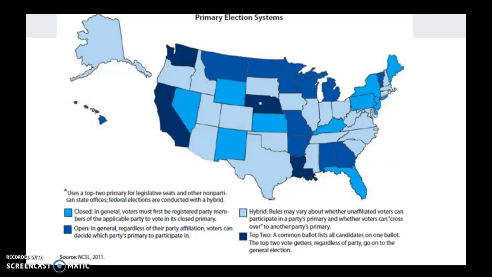The final one that I want you to write down in the bottom right-hand corner there is this idea of top 2. This is where there's a common ballot that lists all the candidates on one ballot, and the top two vote getters, regardless of their party, go on to the general election. If a candidate receives at least 50% of the vote, they're directly elected into office. If not, there is a runoff election with the top two finishers.